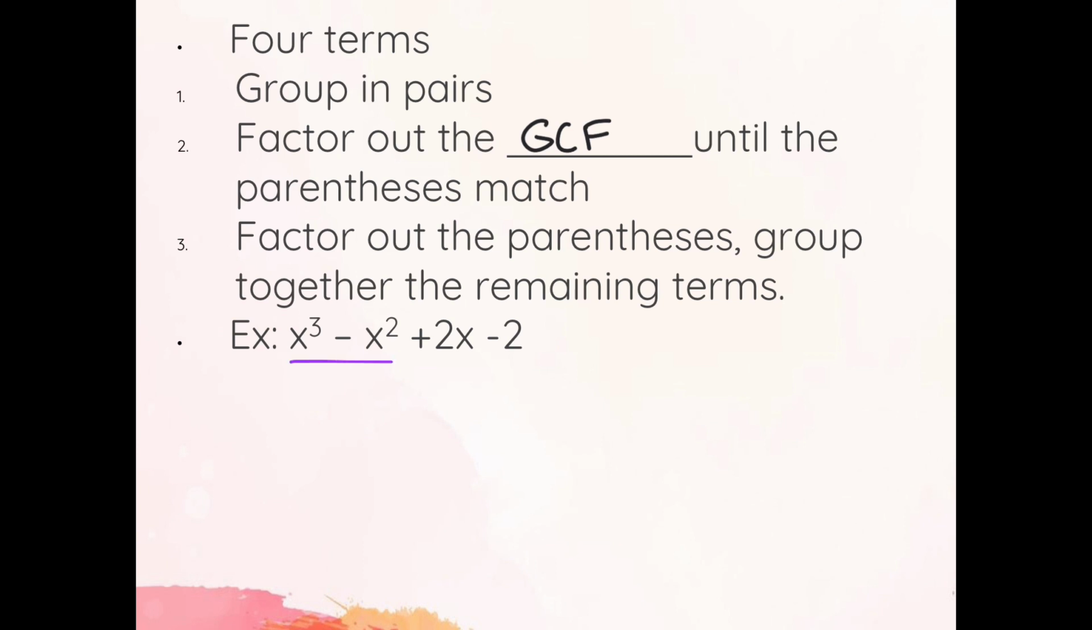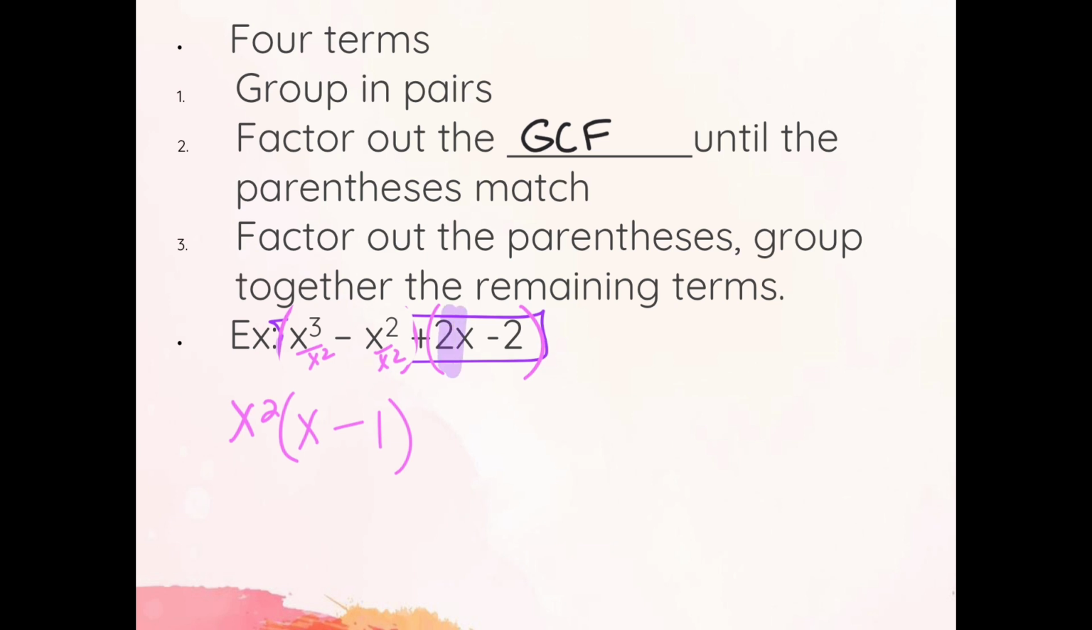So here's 4 terms, right? I'm going to group them in pairs. Take those 2 and those 2. Look at the first set of parentheses. Is there a greatest common factor? Yes. What can you take out? X squared. So x squared comes off, and this would be divided by x squared, and this would be divided by x squared. So x to the third over x squared is just x, minus x squared over x squared is 1.